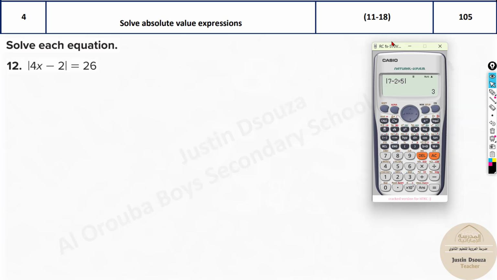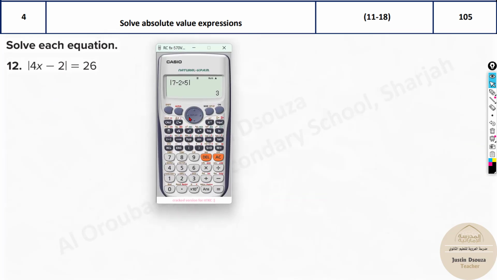Let me just do this directly in the calculator. Now all you need to do is type it out entirely at the beginning. So shift and this symbol ABS, it's 4 alpha x minus 2 equals 26. And then what you do is shift and solve, equal to, the answer is 7. Now I will just clear it up over here itself. The answer is 7. If I put x as 7, I must get the answer of 26.